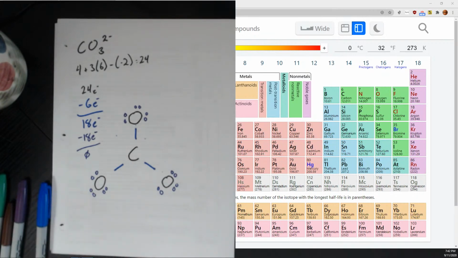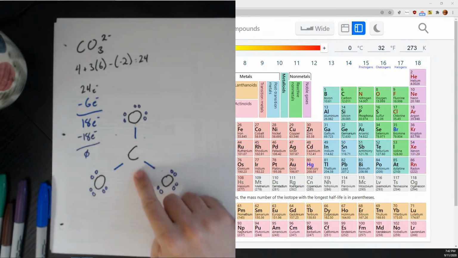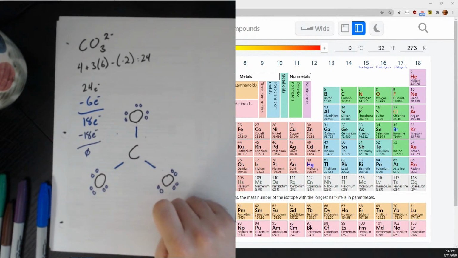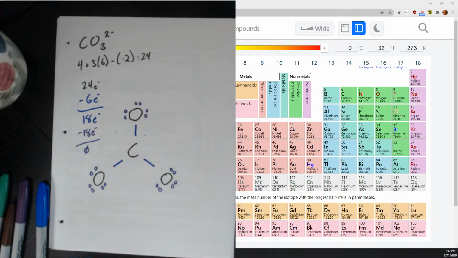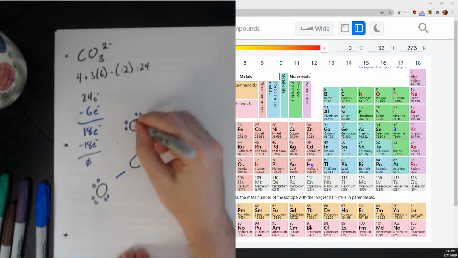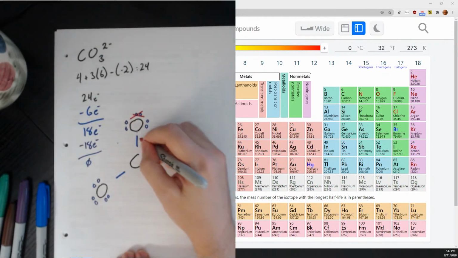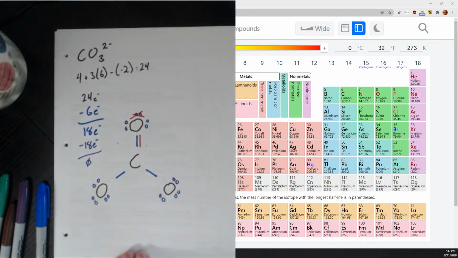But carbon is not yet happy. Carbon only has 6 electrons, 2, 4, 6, 1, 2 for each bond. So that means that we're going to have to make a double bond. So let's go ahead and grab a lone pair off of this here oxygen, turn it into a double bond.